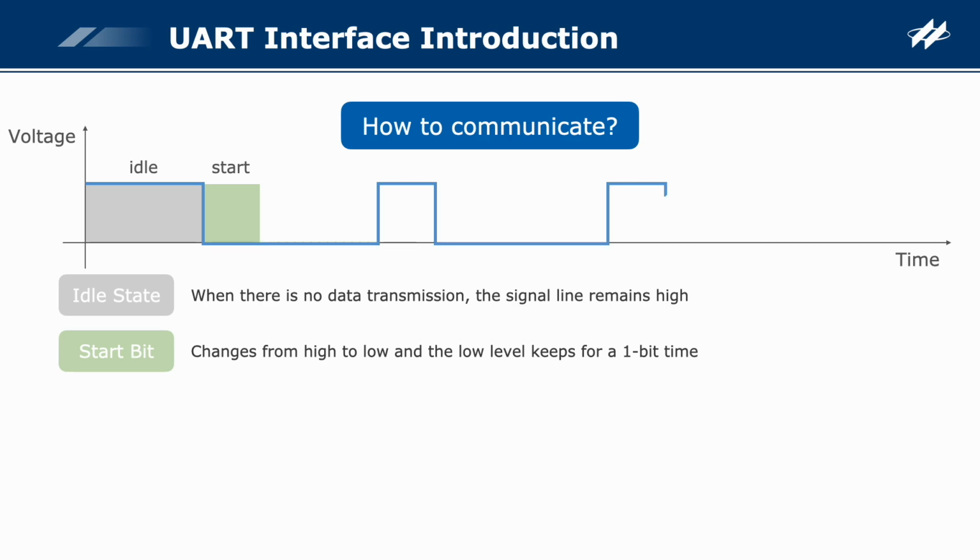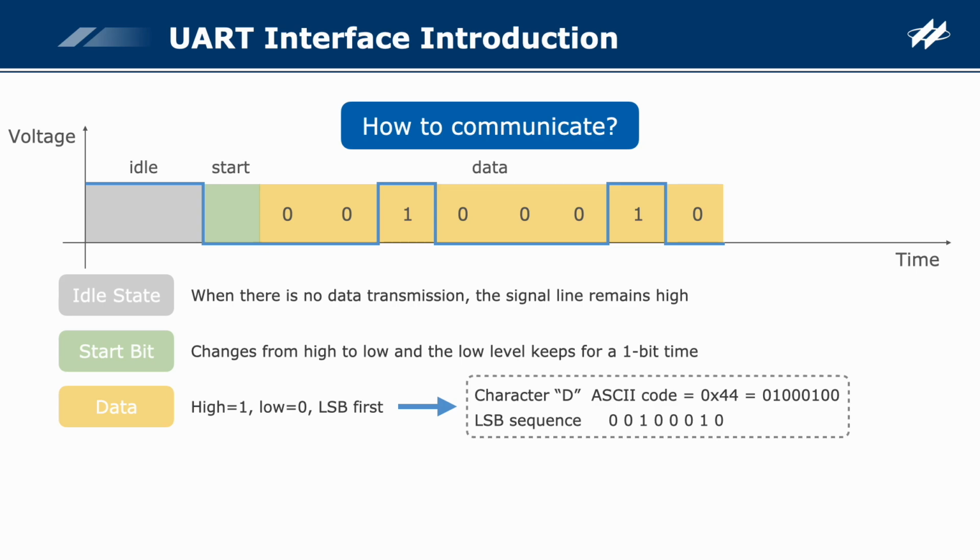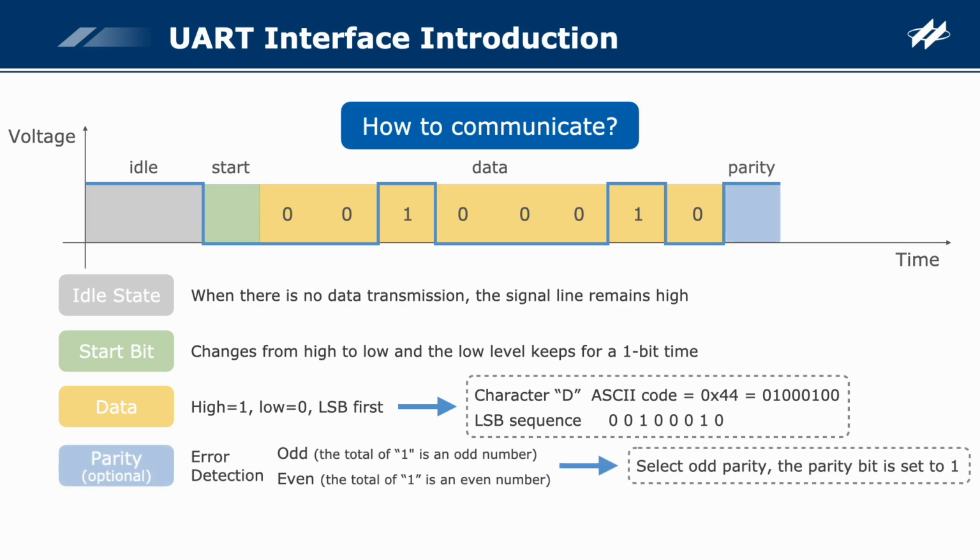The start bit is followed by the data bits. A high level indicates logic 1 and a low level indicates logic 0. Data transfer starts with the least significant bit first, the higher bits behind. Taking the ASCII code hex 44 of the character D as an example, the LSB sequence is shown in the figure.